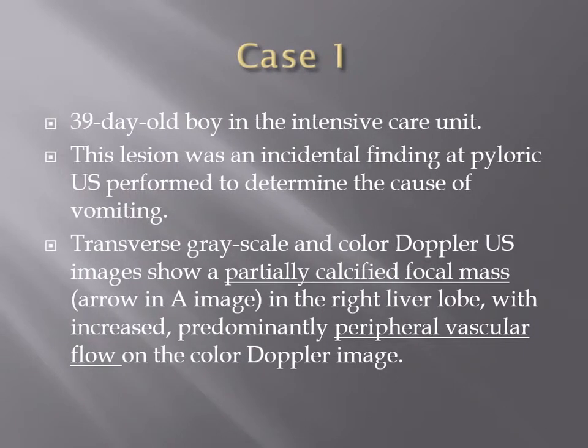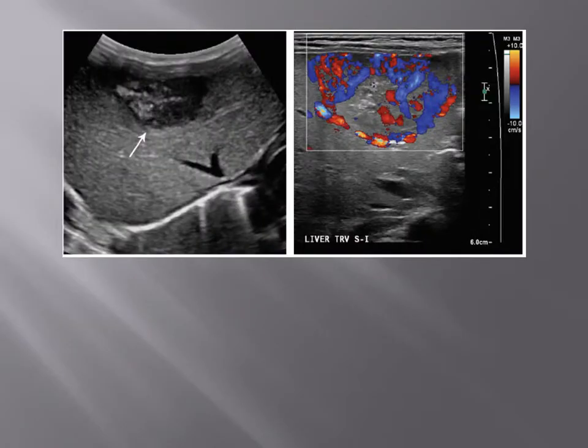We will start with case number 1. The first case is a 39-day-old boy in the intensive care unit. He was examined because the child had projectile vomiting, and had an ultrasound of the pyloric region. Incidentally, they found a focal lesion. This lesion was hypoechoic and partially calcified, and after opening the Doppler, it showed peripheral enhancement.